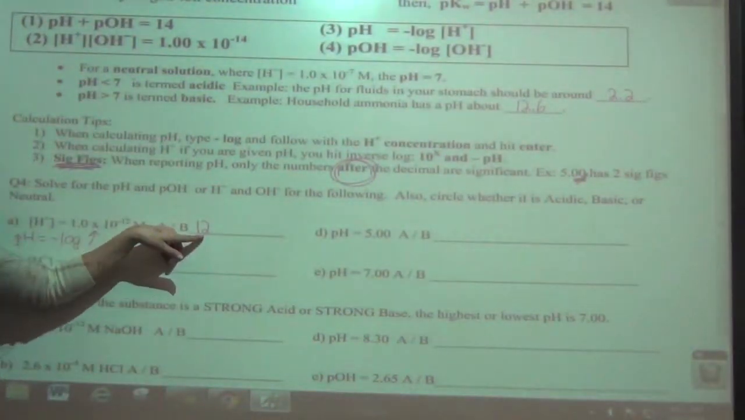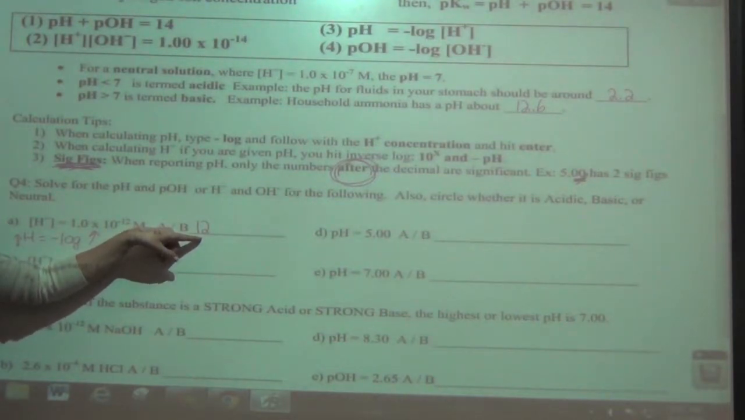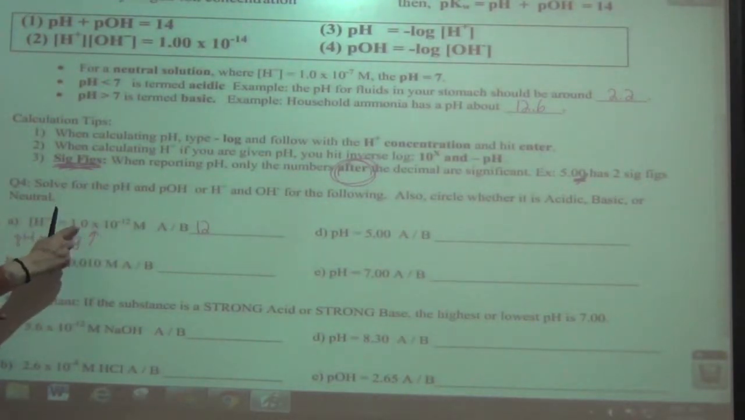Then I don't want to leave this as 12 because that's 0 sig figs. Isn't that weird? That's 0 sig figs. Okay. So how do I make that? This is 2 sig figs because that's normal. That's molarity. We've been doing that since the beginning of the year. The only thing that's different is pH and pOH.